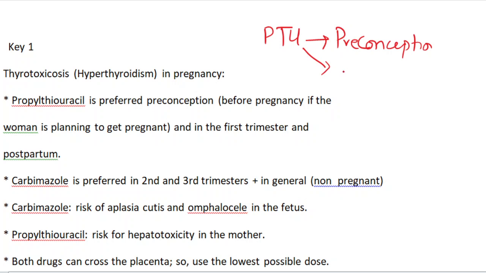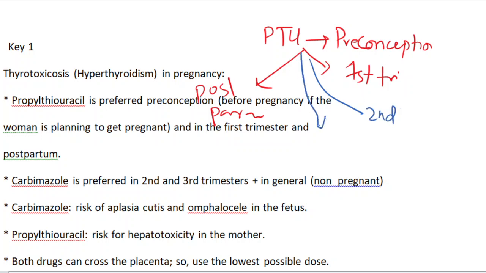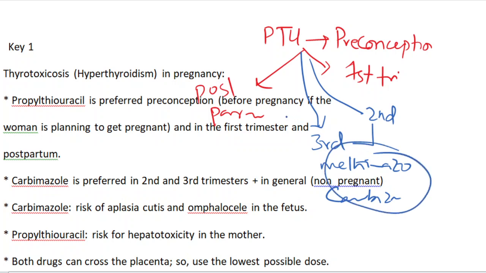The second one is in the first trimester when she gets pregnant. And then comes the postpartum. In between, in the second trimester and third trimester, we can give methimazole or carbimazole. So in second and third, we can give methimazole or carbimazole. So these two drugs can be given, or propylthiouracil can be given.